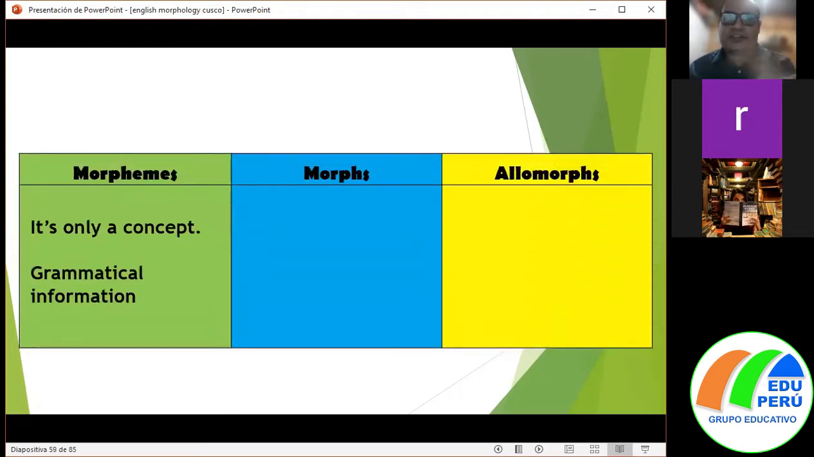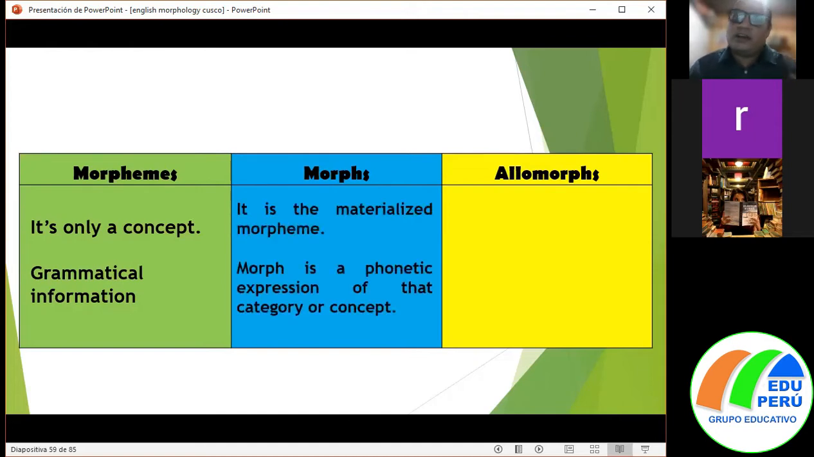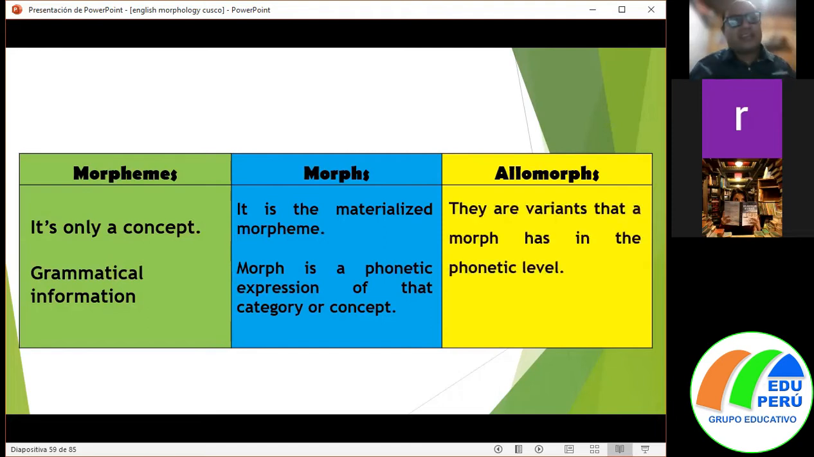So we saw the differentiation of three terms related to morphemes. The morpheme is only a concept, as Diana says. It has some grammatical information, while on the other side, the morph is the materialized morpheme. We could say that a morph is the phonetic expression of a category or concept, how we pronounce this morpheme. This is very important to remember. And the allomorphs are the variants that a morph has at the phonetic level. So don't forget about it.